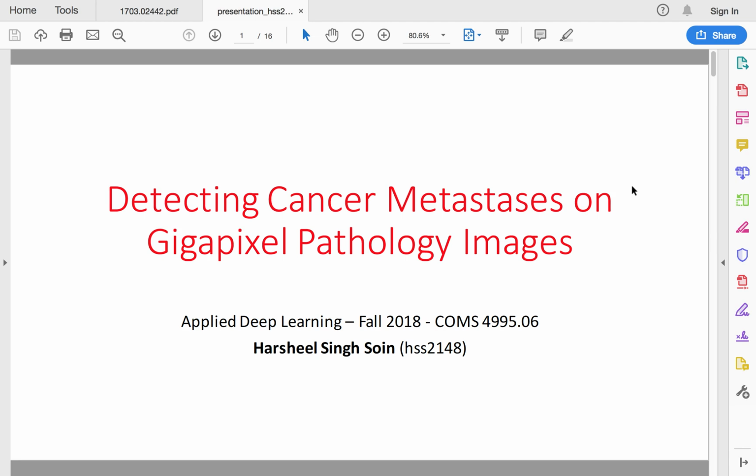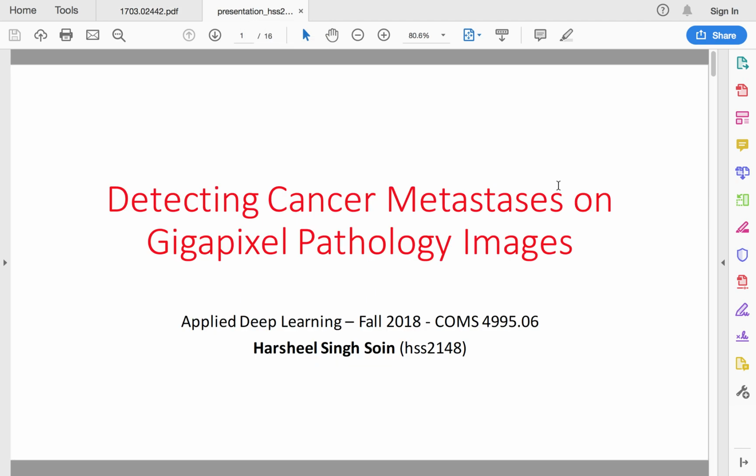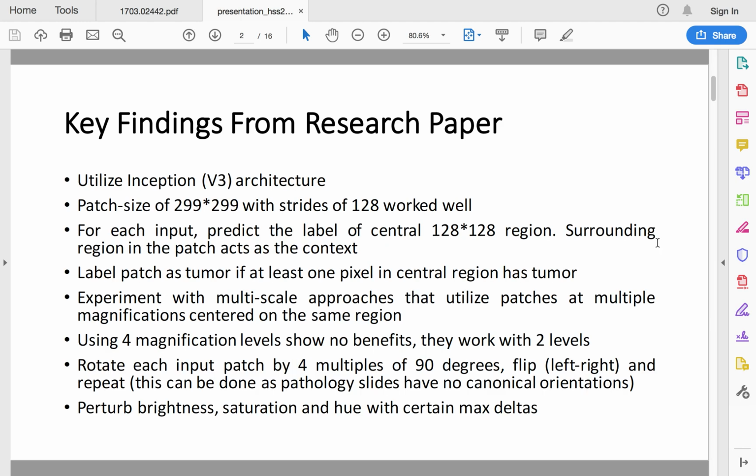For the purpose of this project, I came across a research paper which works on a very similar task, and I found it very useful to extract tips from the research paper on what worked for them in the implementation of this project, and some of them are shown over here.